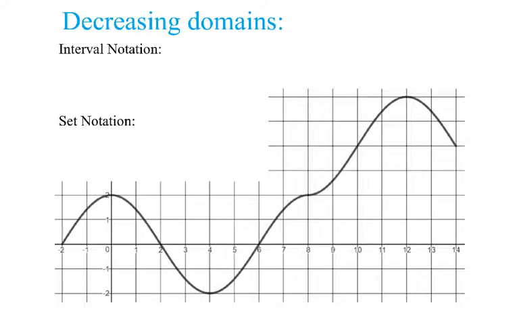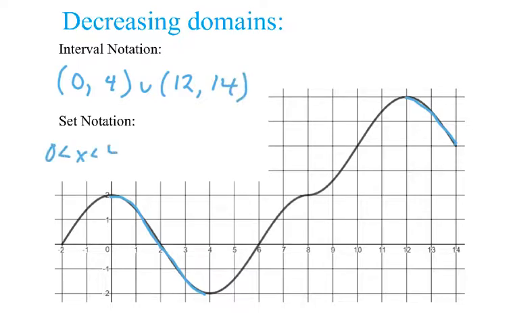Now, for our decreasing intervals, there are 2. Again, that's from 0 to 4, and from 12 to 14. And I would write that as x is between 0 and 4, or between 12 and 14. Oh, and actually, as I almost forgot last time, this should be a bracket because it's technically still decreasing there.